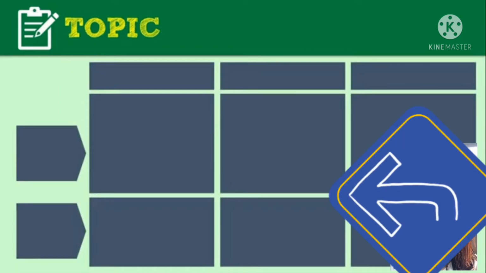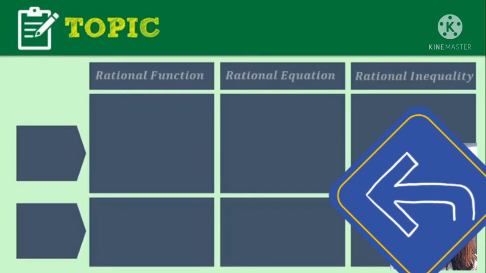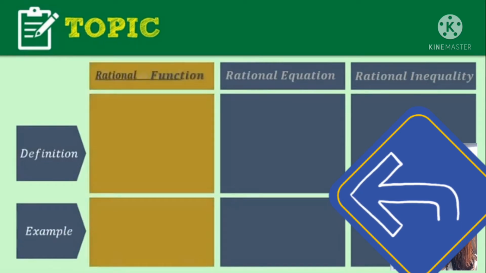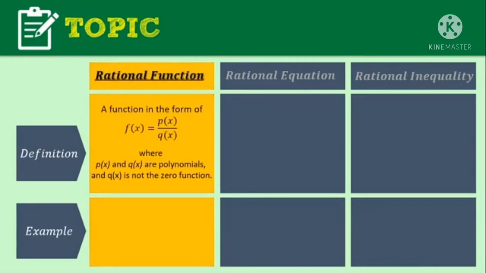So let's look at this table comparing the 3 important terms for this lesson. We have a rational function, rational equation, and rational inequality. We are going to compare the 3 based on their definition and example. So let's start with the first one, a rational function. When you say rational function, it follows this form. It's a function in the form f of x equals p of x over q of x, where p of x and q of x are polynomials, and q of x is not the zero function. Take note that q of x must not be equal to 0, or else it will make this undefined.